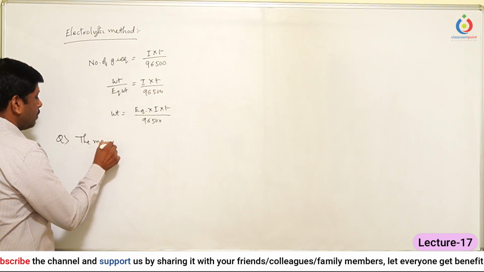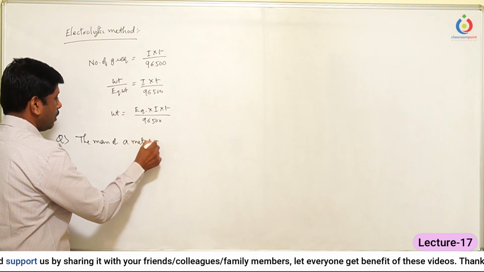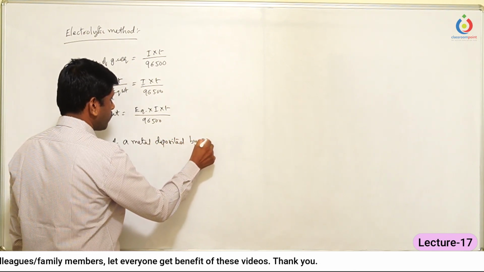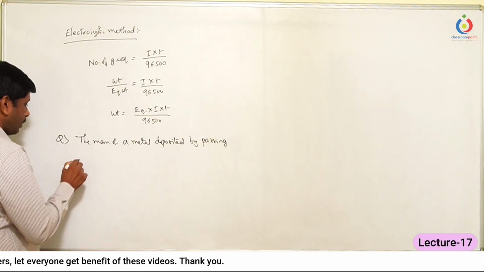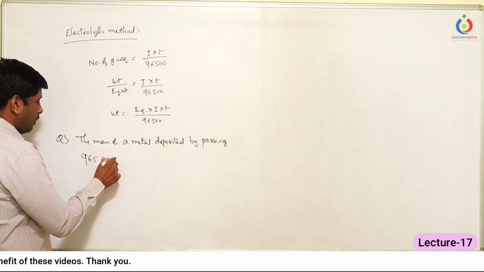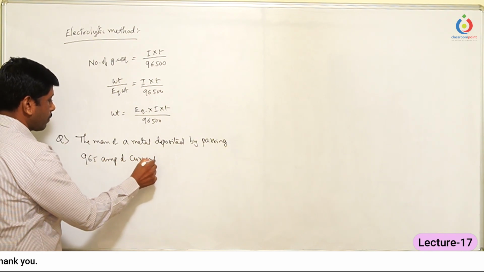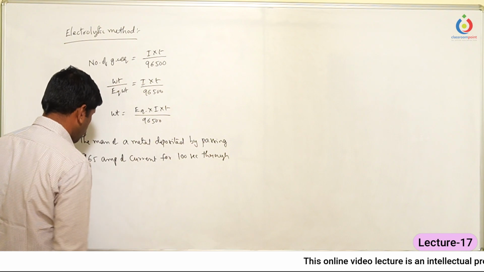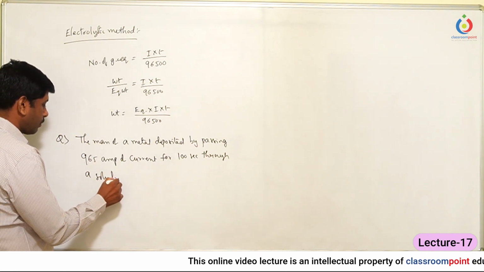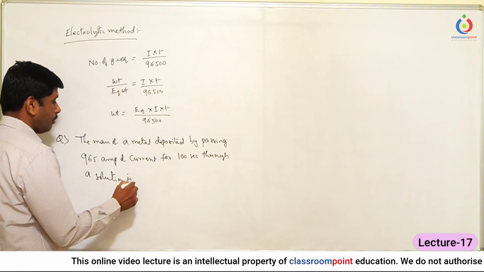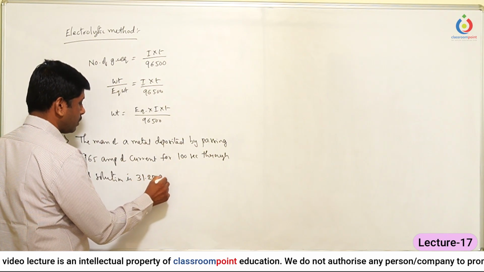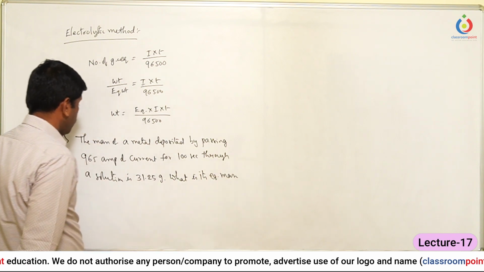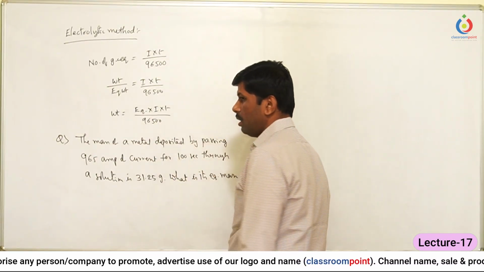The mass of a metal deposited by passing 965 amperes of current for 100 seconds through a solution is 31.25 grams. What is its equivalent mass?